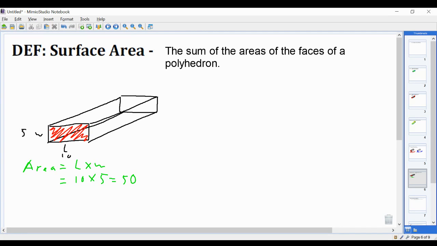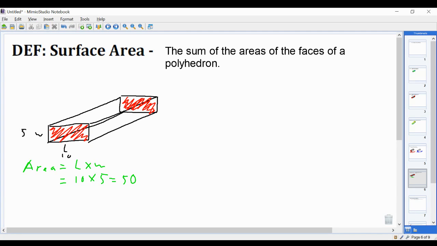So is that the surface area of this entire rectangular prism? No, of course not. That's only the area of this first base face. But as you know, there's another base on the other side.